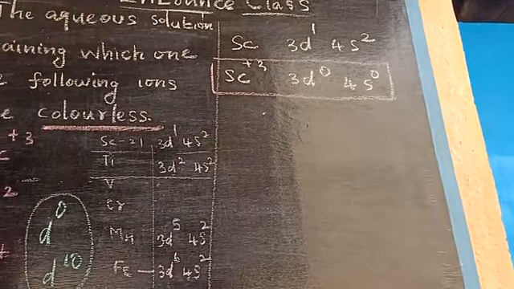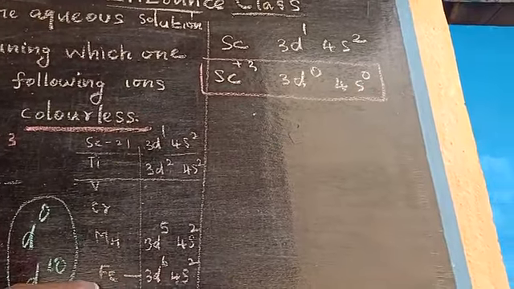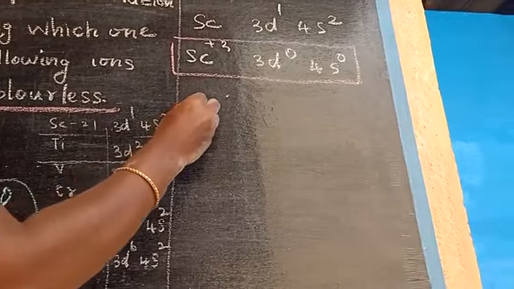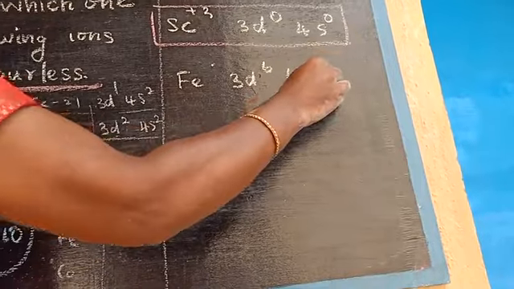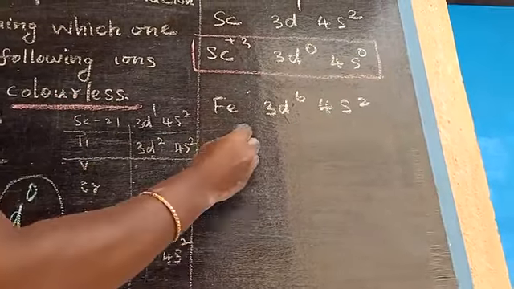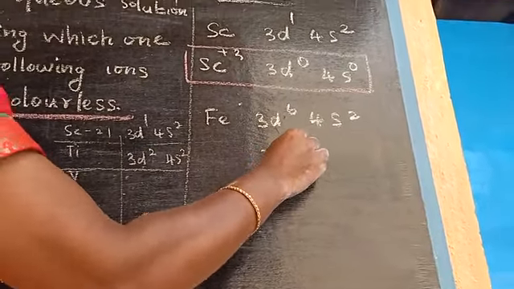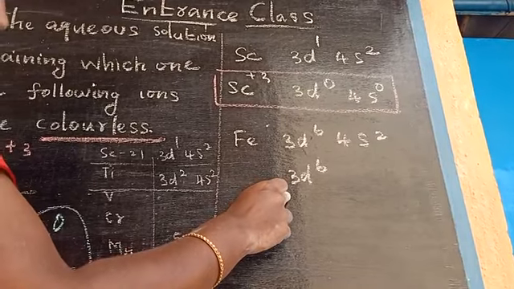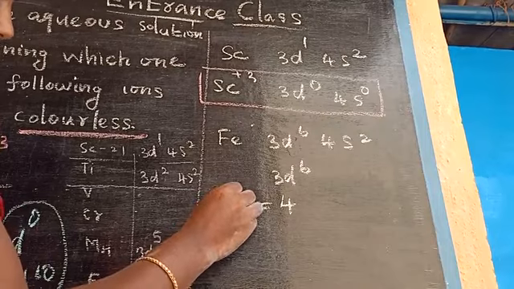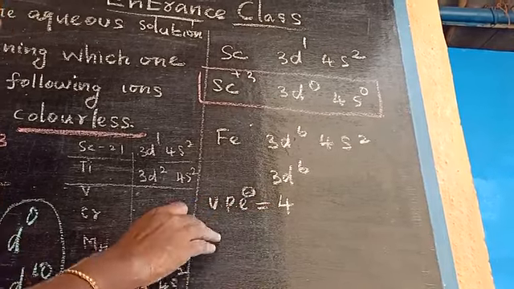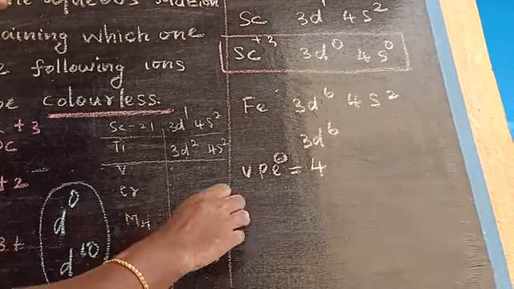Okay, next take Fe plus 2. Where is Fe? Here 3d6, 4s2. Fe is 3d6, 4s2. For Fe plus 2, it is 3d6. So how many unpaired electrons? The number of unpaired electrons is 4. So the substance is colored.